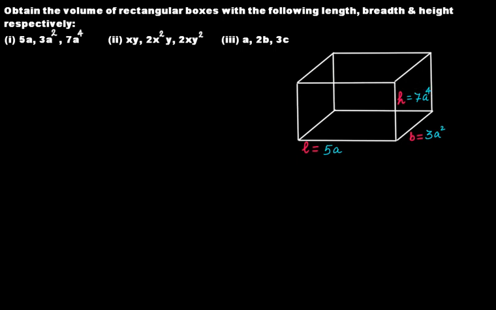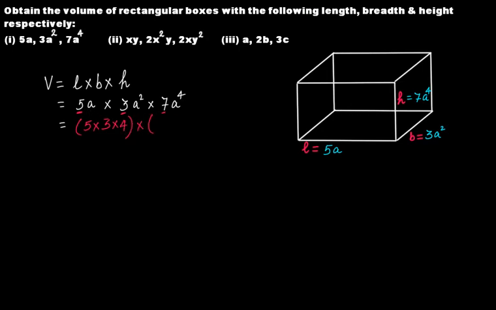So we know that the formula to calculate the volume of a rectangular box is length multiplied by breadth multiplied by height. Now what's length? Length is 5a multiplied by, what's breadth? Breadth is 3a squared, and what's height? Height is 7a raised to the power of 4. From here, the 5 of this monomial, 3 of this monomial, and 7 of this monomial, group them together and multiply.